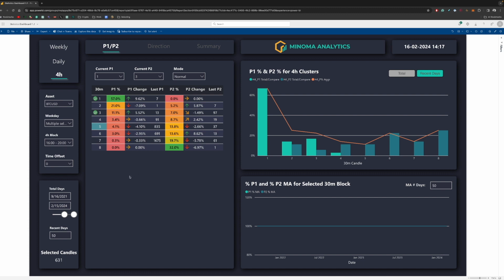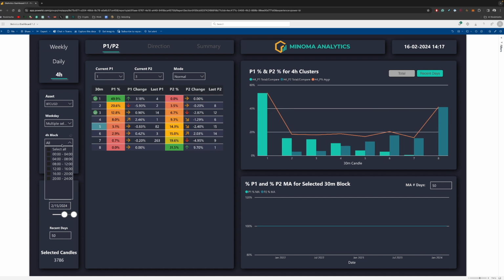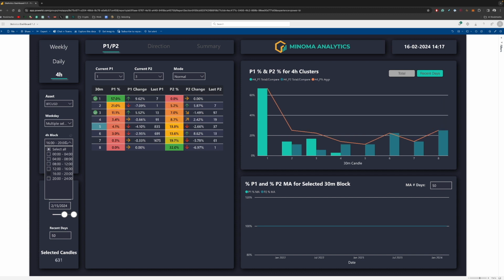And I just want to make one remark, which is that the selected candles right here are also important. Just like they are on the daily, it's the same thing. If you select them all, obviously this looks at how many 4-hour candles you have selected. And if you drill down to separate blocks, then obviously you're going to have fewer candles. And this is still fine, by the way.